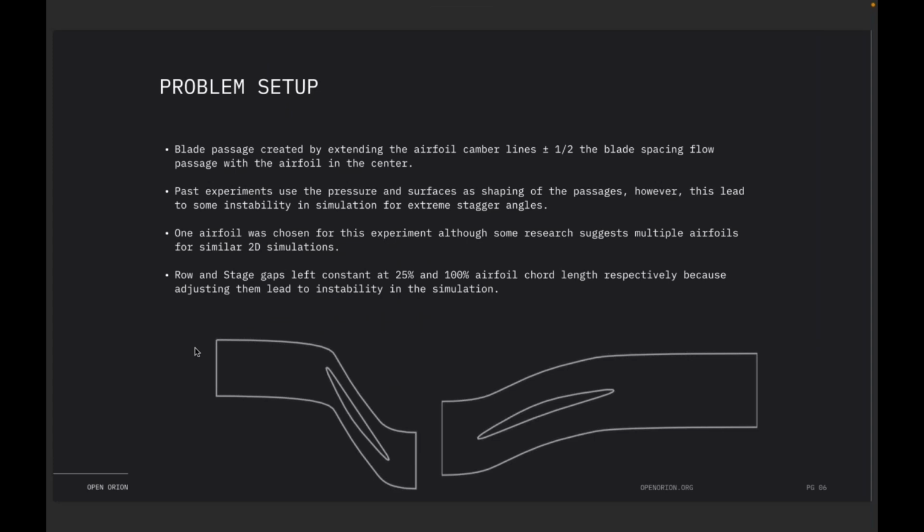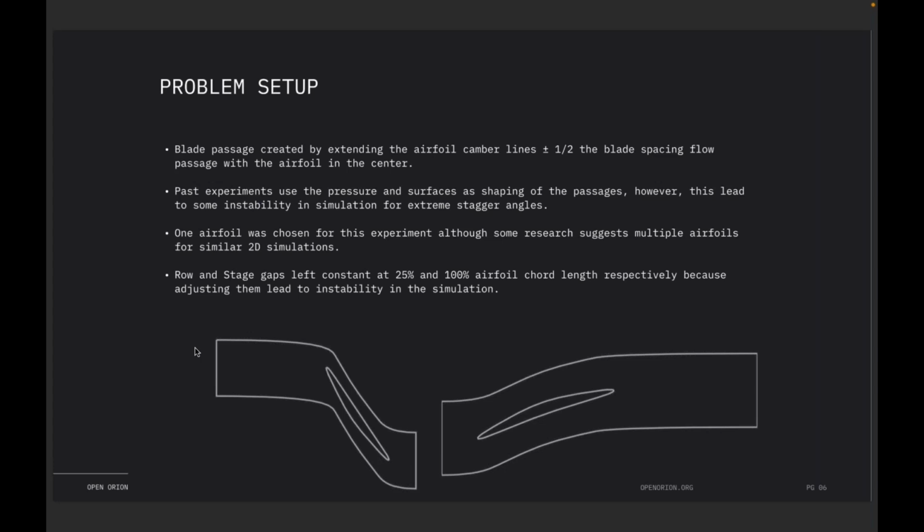So this is our problem setup. What we did is I got these camber lines here for both the rotor and the stator, and I extended them plus and minus 1/2 of the spacing, and that created the two periodic surfaces you see here. A lot of people also use the pressure and suction surfaces, but what I noticed is there's a lot of instability in the simulation for very drastic stagger angles, so I just stuck with using the camber line instead.